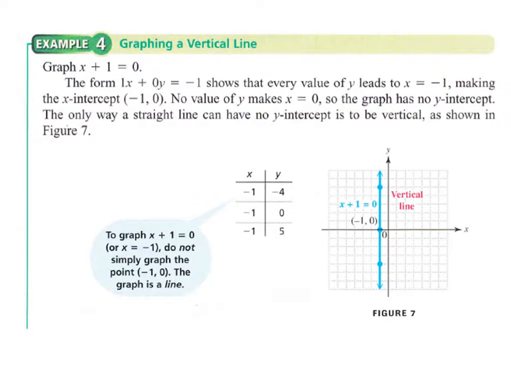Here they try to hide it a little bit, with x plus 1 equals 0. You can subtract the 1 and it becomes just x equals negative 1. So they go through a little bit of that there. Same sort of thing, you can make a table. The thing is, no matter what, the x value is negative 1. You can pick whatever you want for the y values. They do negative 4, 0, and 5. So you plot those points, and they're all on a vertical line. You can connect those and get your vertical line.